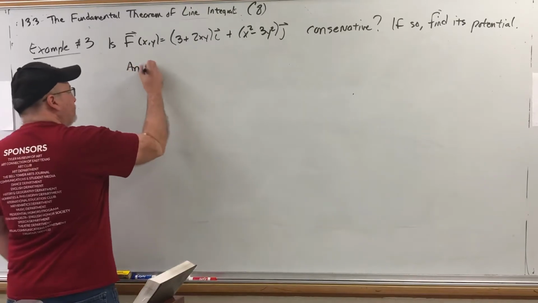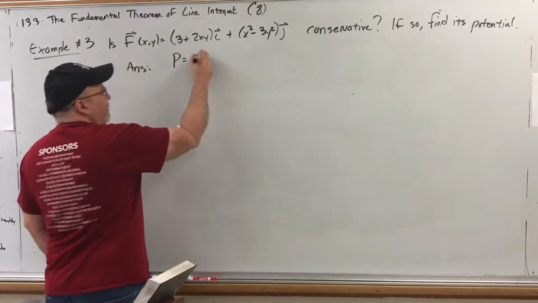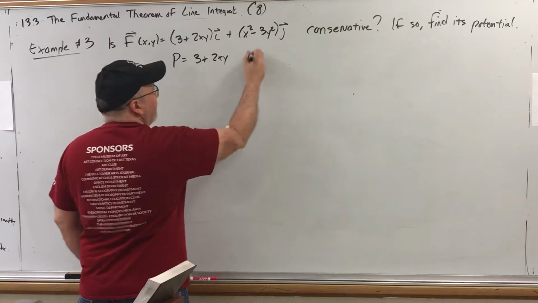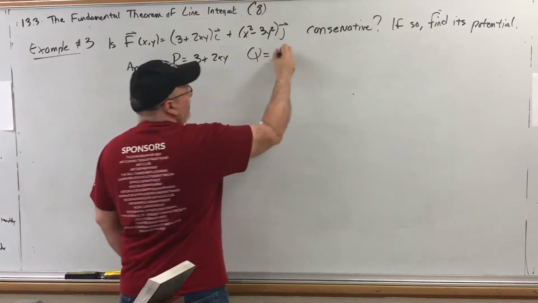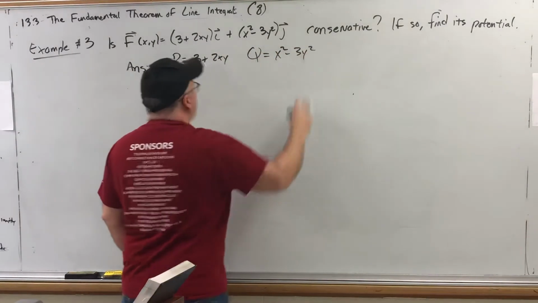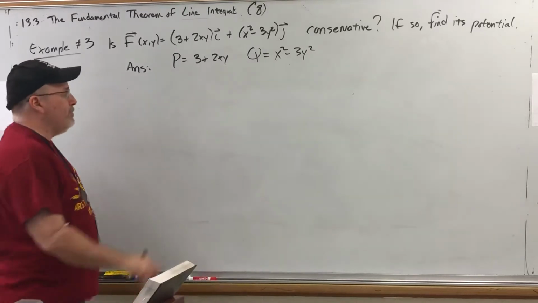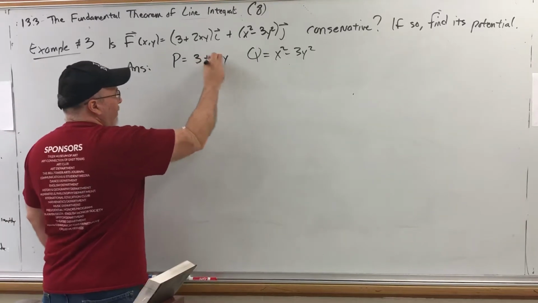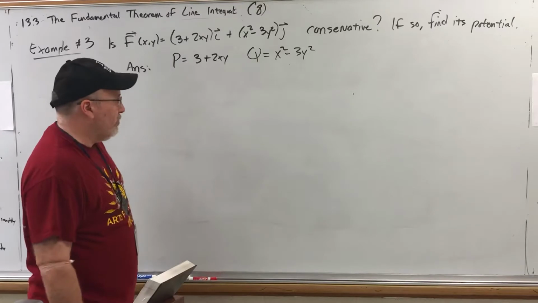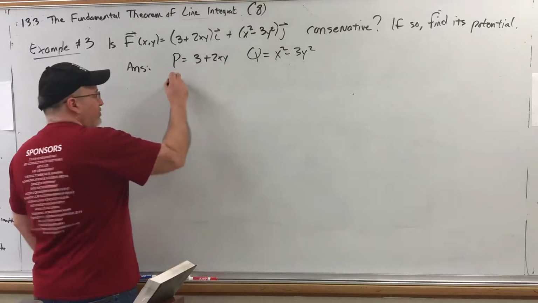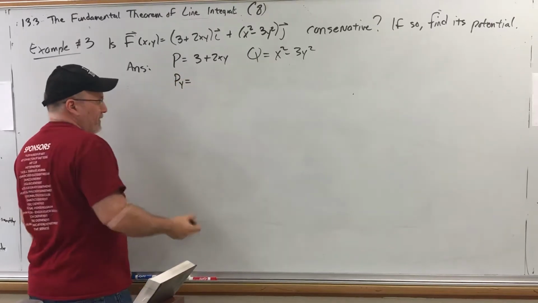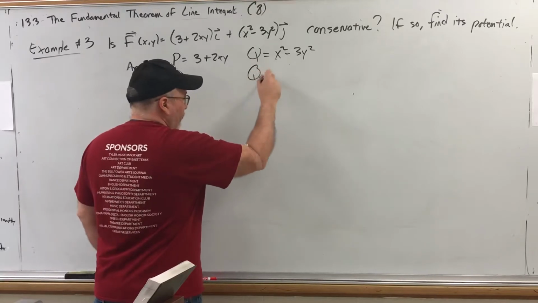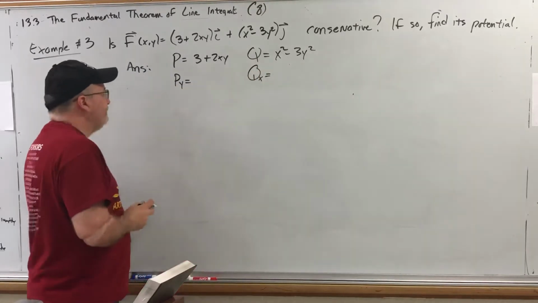So our i component function is 3 plus 2xy. Our j component function is x squared minus 3y squared. So capital P is equal to 3 plus 2xy, and capital Q is equal to x squared minus 3y squared. And we simply have to check the partial derivative of P with respect to y, and the partial derivative of Q with respect to x.